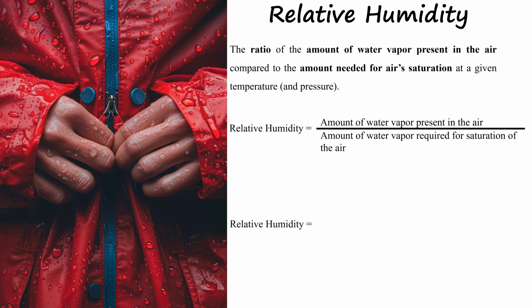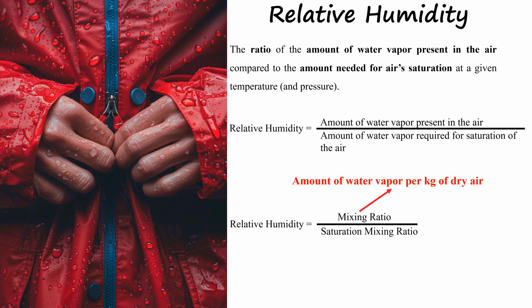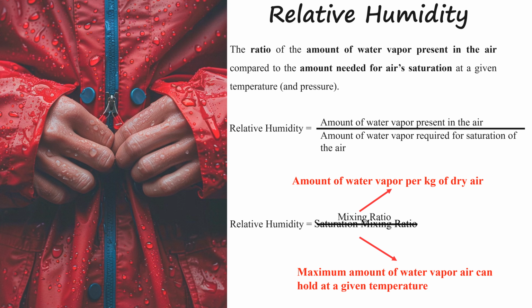It is also written as the ratio of the mixing ratio to the saturation mixing ratio. The mixing ratio is the amount of water vapor per kilogram of dry air, and the saturation mixing ratio shows the maximum water vapor air can hold at a given temperature. Let's take a closer look at its temperature variation.